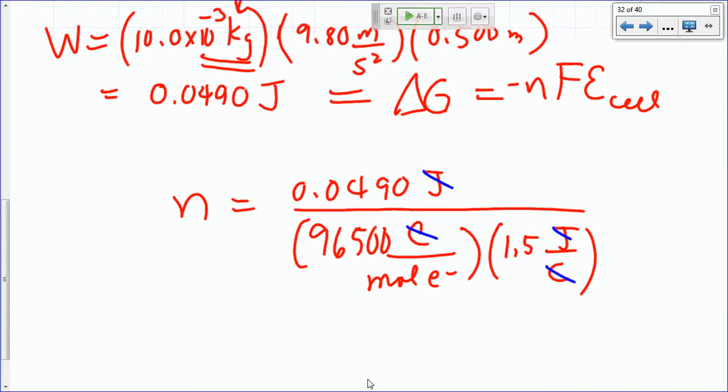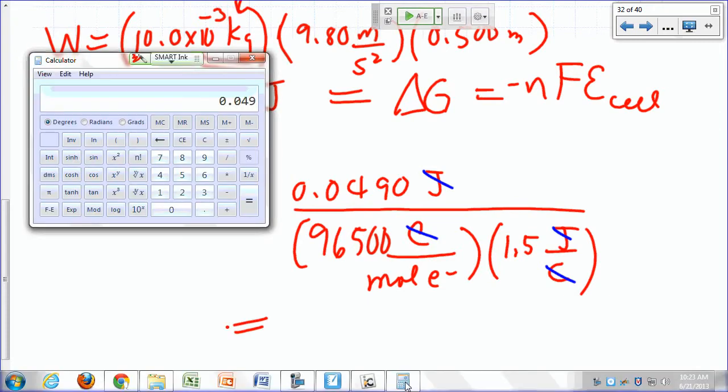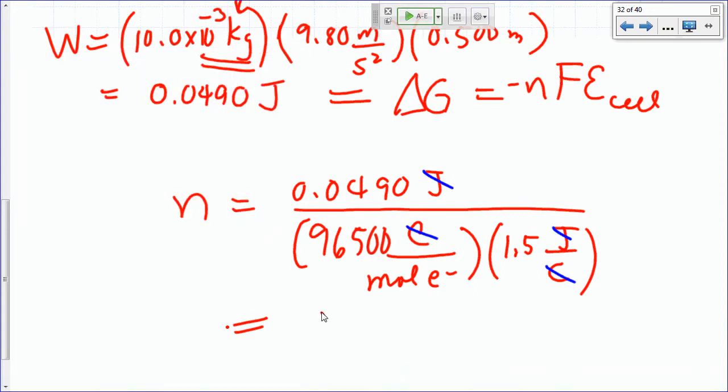So what would that be? 0.049 divided by 96,500 divided by 1.5, and you have 3.385 times 10 to the negative 7 moles of electrons. Okay? Now, that's the actual moles of electrons for the lifting.